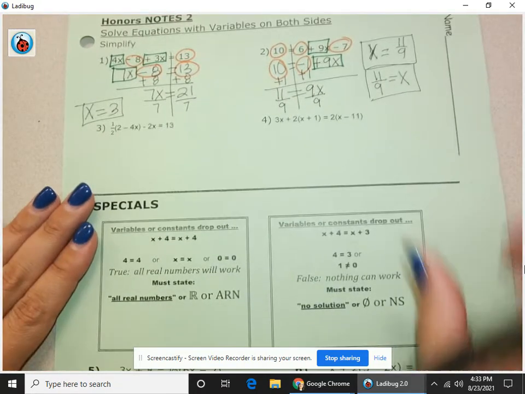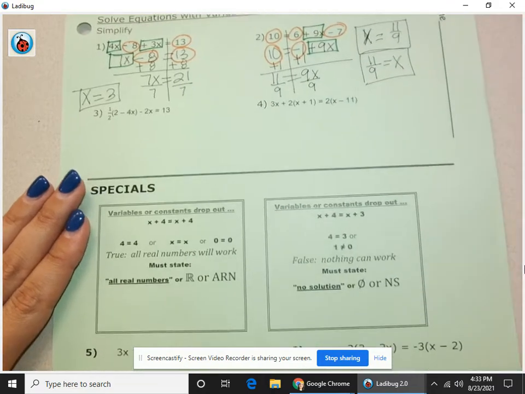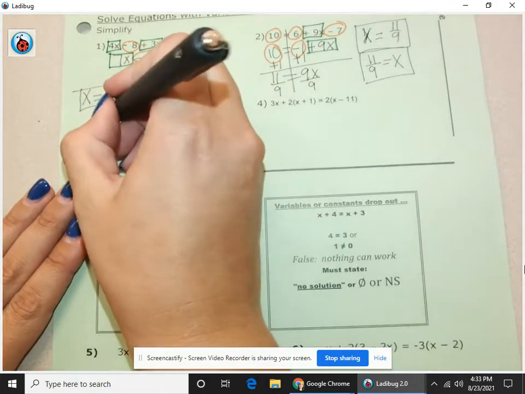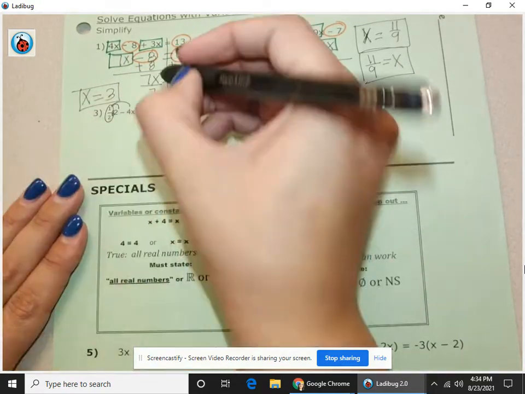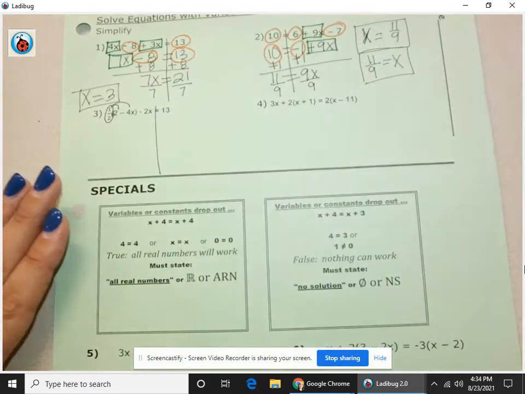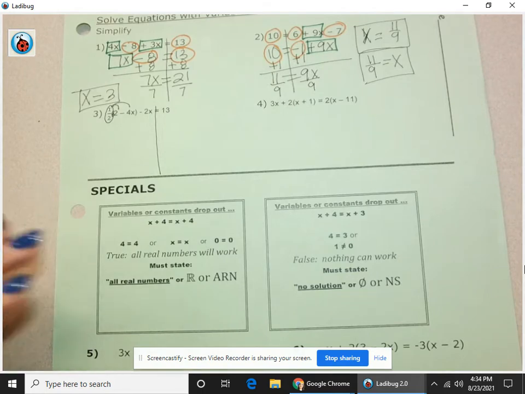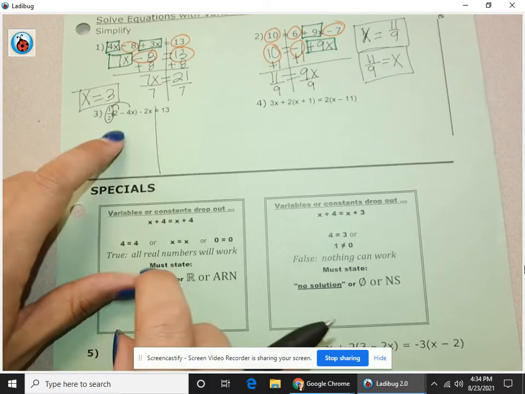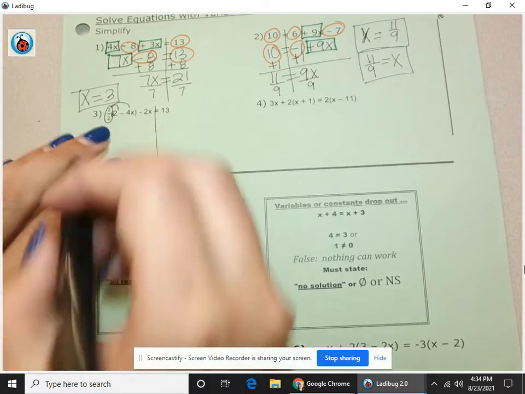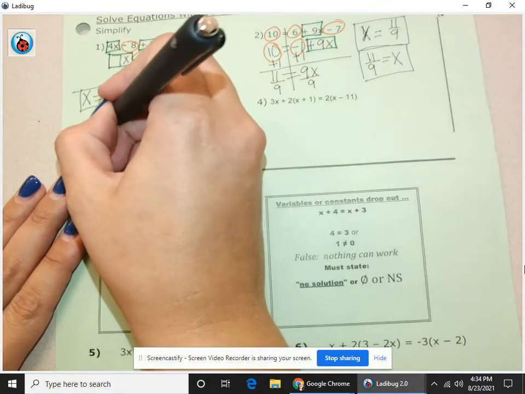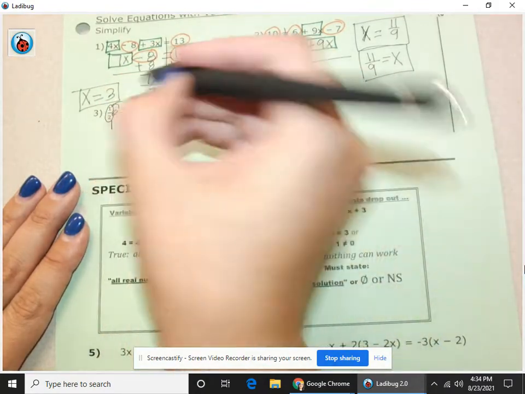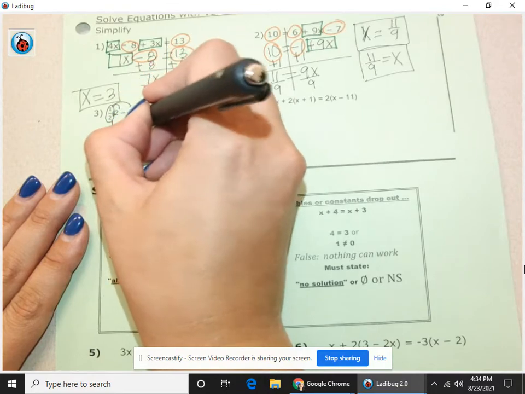Problem number 3. First thing we're going to do is distribute because I have a parentheses. So I'm only distributing inside my parentheses. I'm not taking this assignment that I give you and passing it out to the kids in the hallway. I'm only giving it to the people enclosed in the classroom, like enclosed in parentheses. Well, 1/2 times 2 is 1. 1/2 times negative 4x is negative 2x.